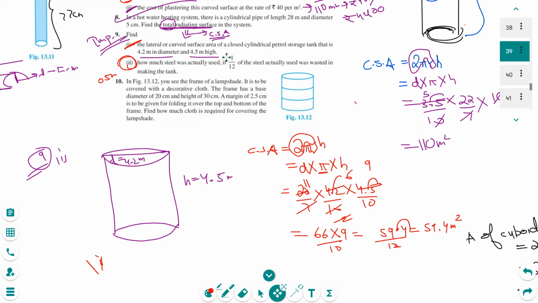So what is happening right now? If I have to say in mathematical terms, I took X meter square of steel and I wasted X/12 of it, and the area that is actually used is used in making the total surface area of the cylinder. How many of you got this?